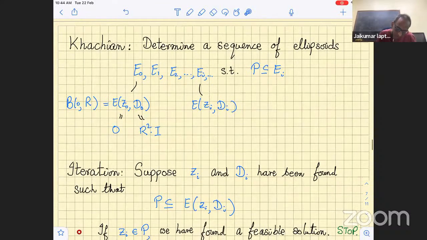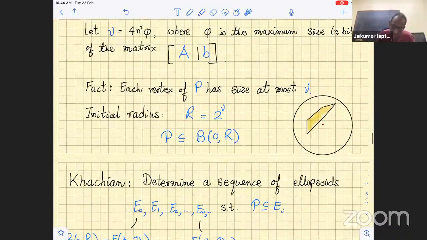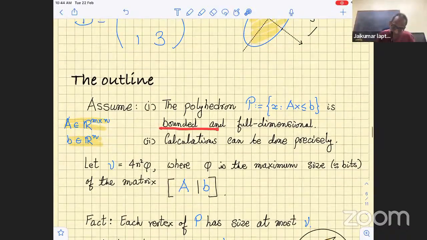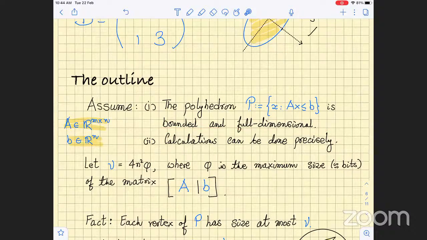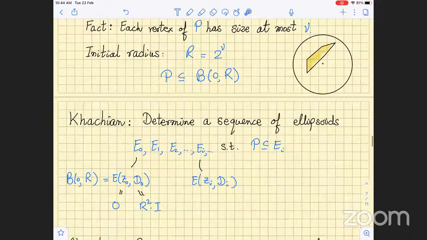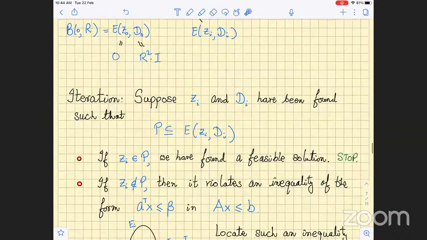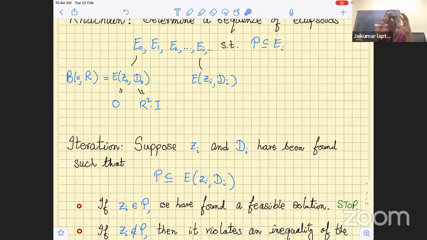P need not be bounded, right? Sorry, the polyhedron? Oh, it's bounded. Sorry, yes, this is an assumption. So it is bounded, and once it is bounded, from the matrix we can determine a reasonable upper bound for the vertices.